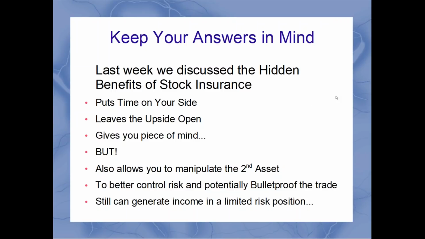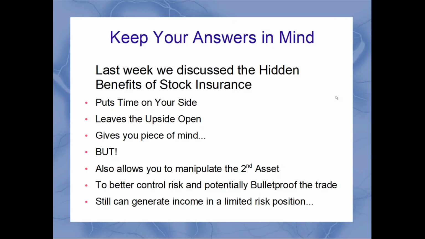Last week we discussed the hidden benefits of stock insurance, the proper structure that we use in radioactive trading, selecting a put that's far out in time to put time on our side. It's going to leave the upside open on our married put stock and put combination. It's not a throwaway where we just buy a 1 month out cheap put that actually increases our cost basis on an annual basis. We're going to go further out in time to get that lower cost per day.